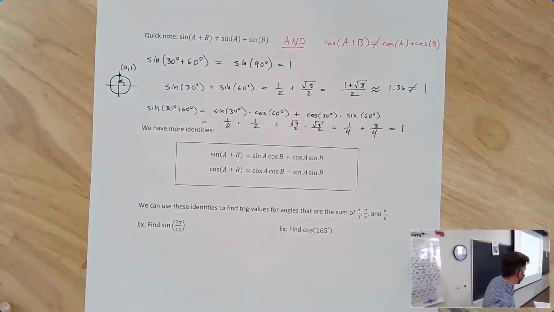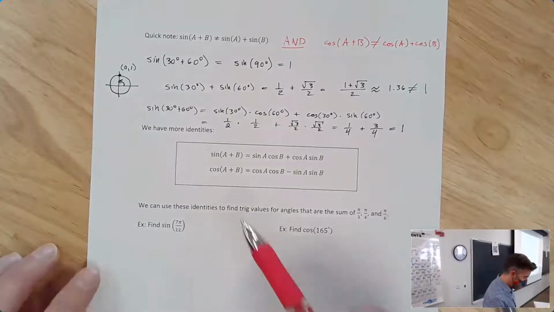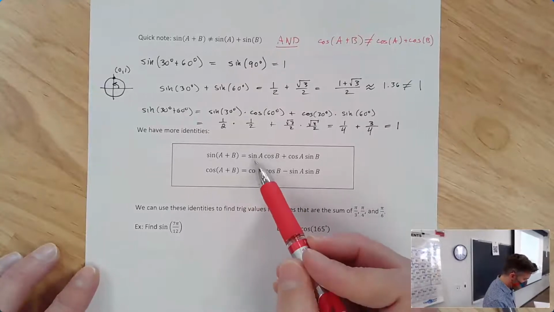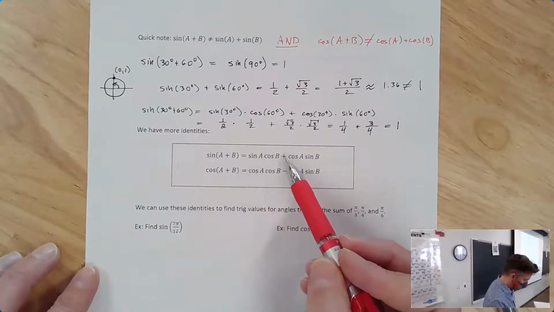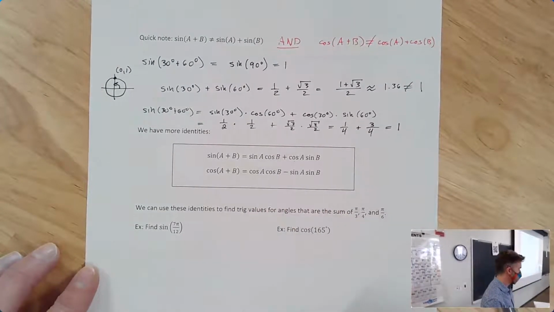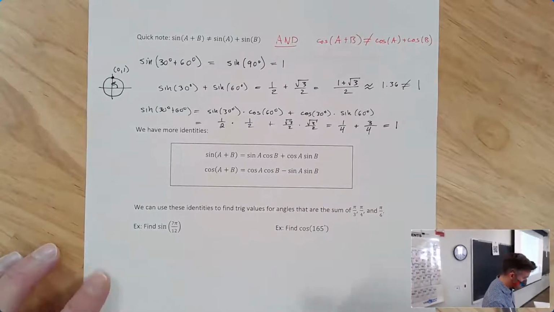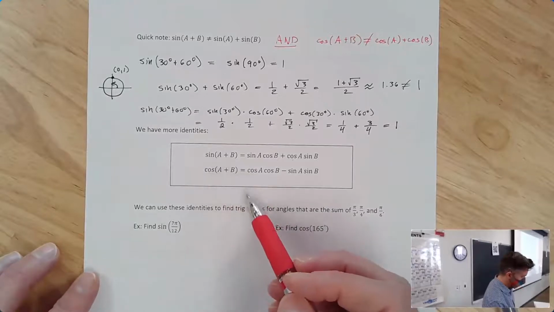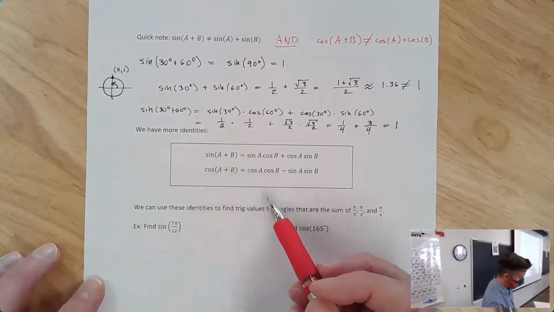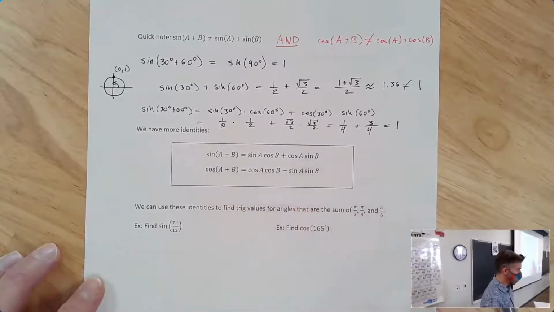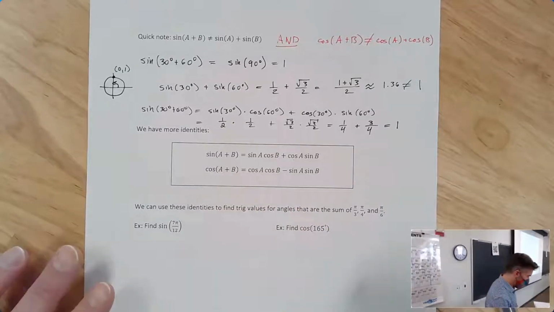So this is the angle sum formula for sine. The sine of A plus B is equal to sine of A times cosine B plus cosine A times sine of B. And there's also a formula for cosine. Cosine of A plus B is equal to cosine A times cosine B minus sine A times sine B. These are the angle sum formulas.